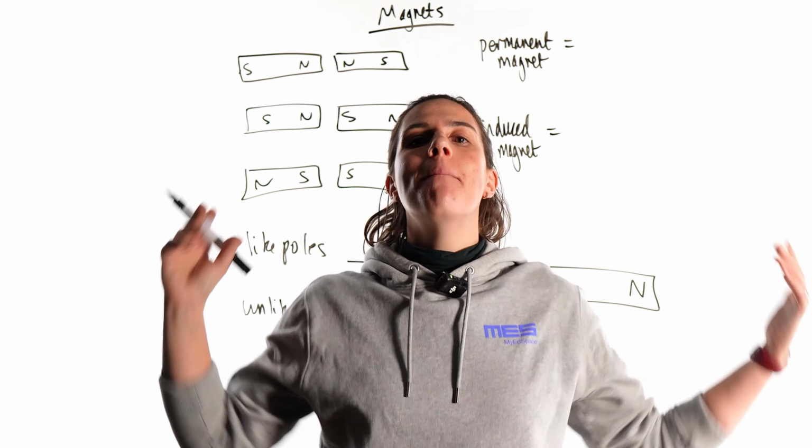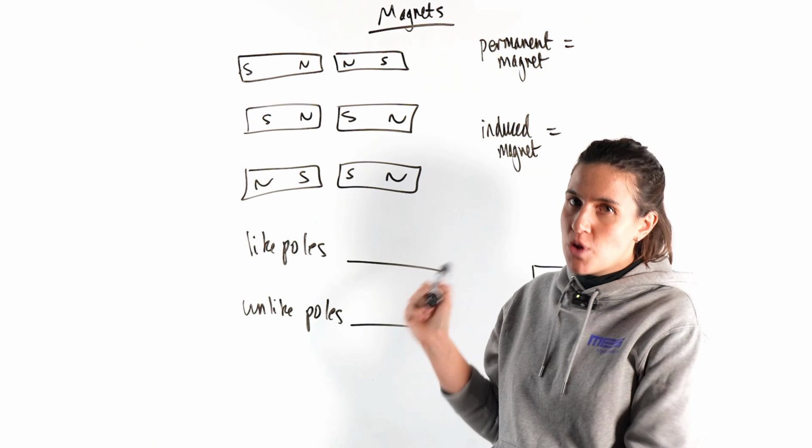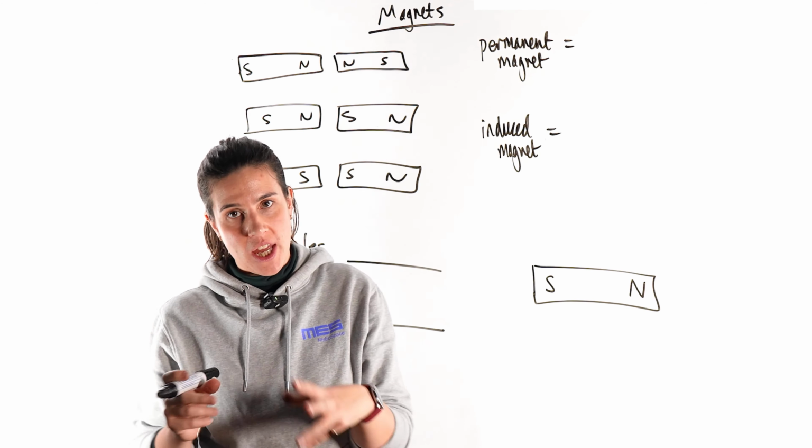Today I'm going over magnets for GCSE Physics. I'm going to go through the basic magnetic rules, and I'm also going to go through what a permanent magnet is and what an induced magnet is, okay?